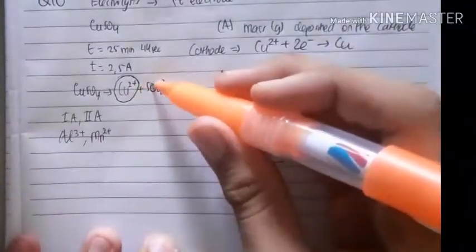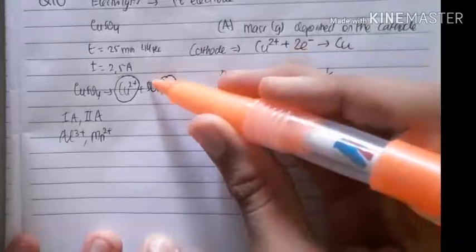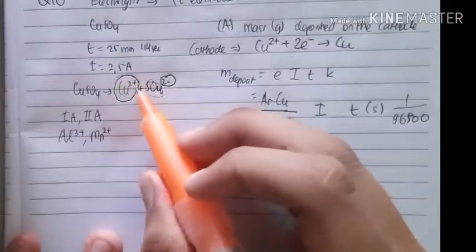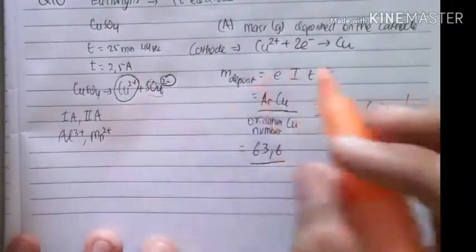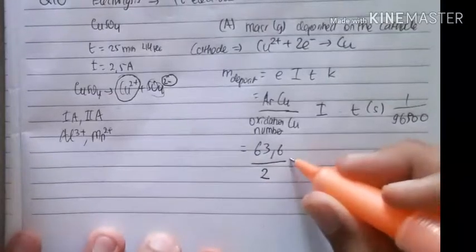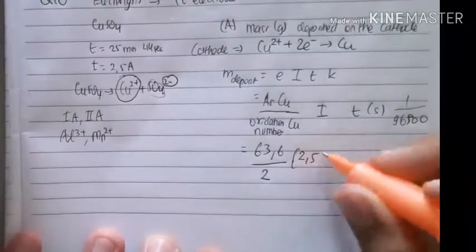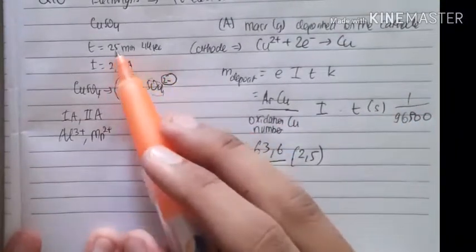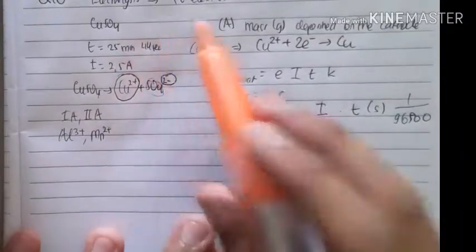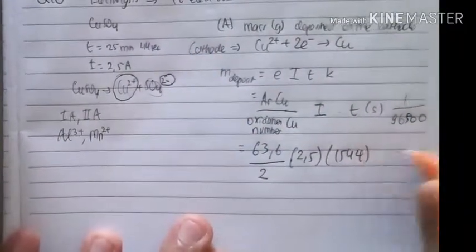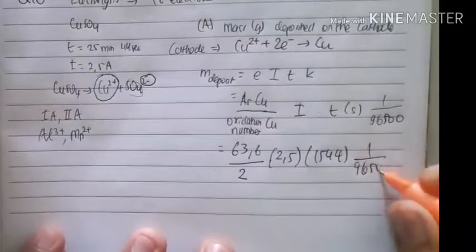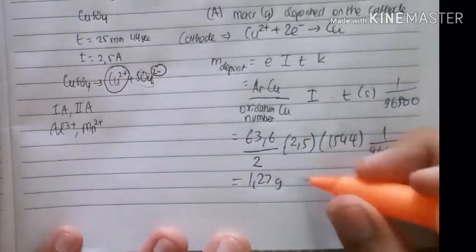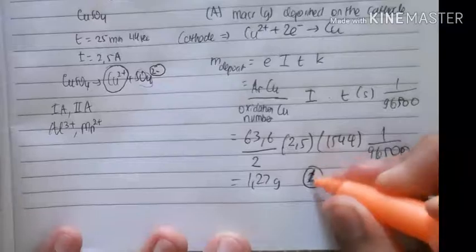Let's remember that the oxidation number for the sulfate ion is -2. So to make it neutral, the copper has to have the oxidation number of +2. So that is 2. And now the current is 2.5 ampere. And now the time in seconds: 25 times 60 is 1500 plus 44, which is 1544 seconds, over 96,500. And this is equal to 1.27 grams. And the answer is option 4.